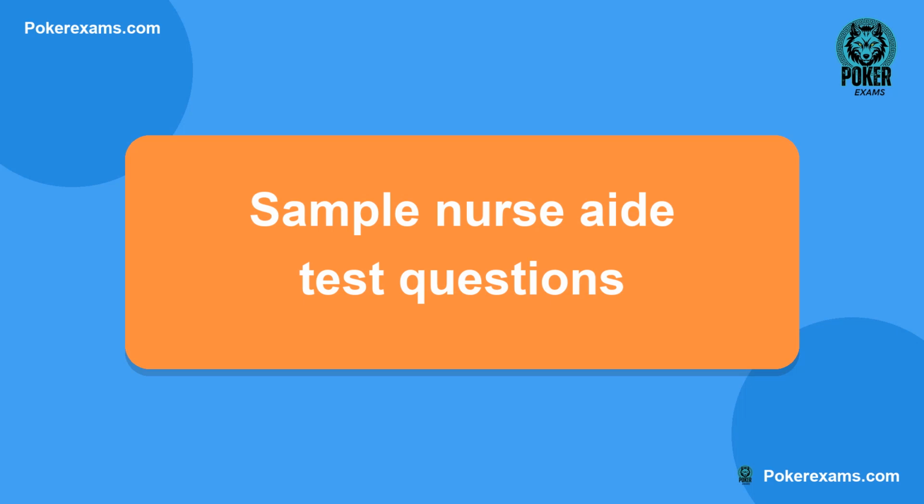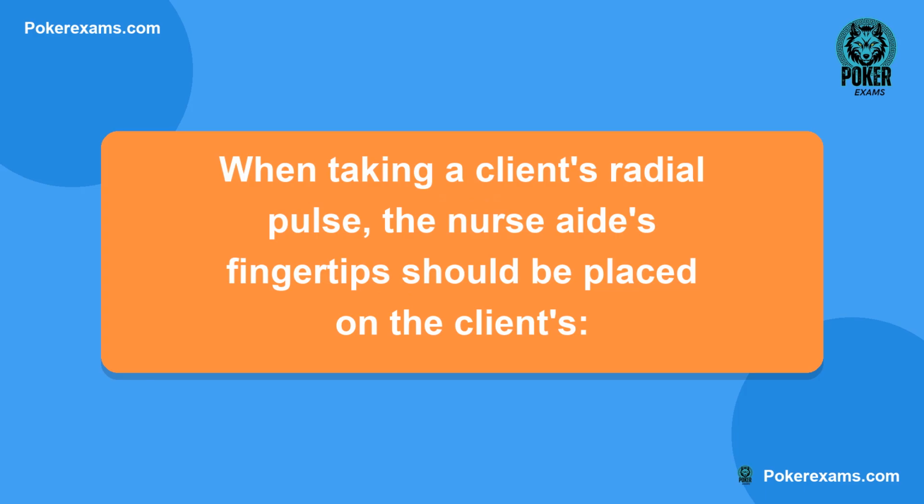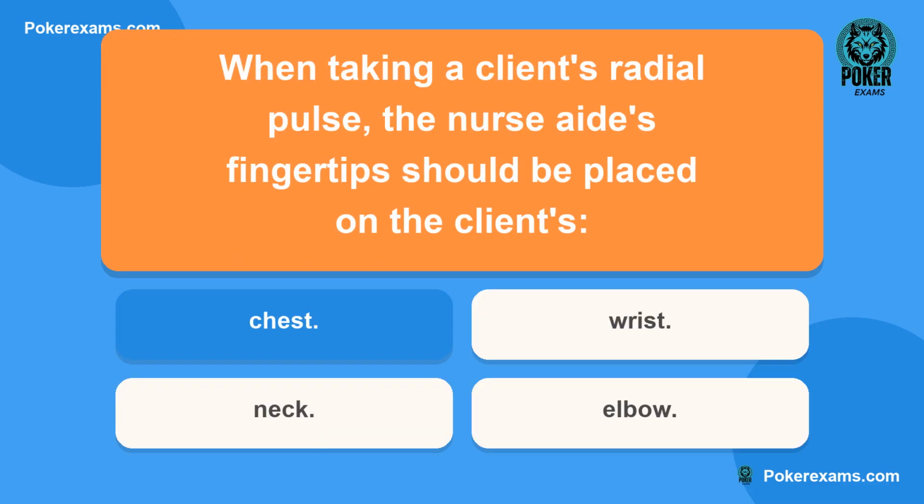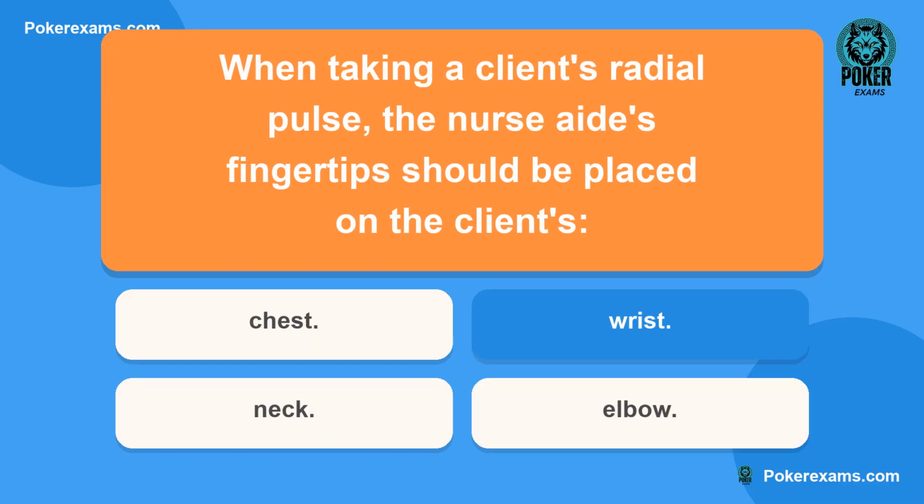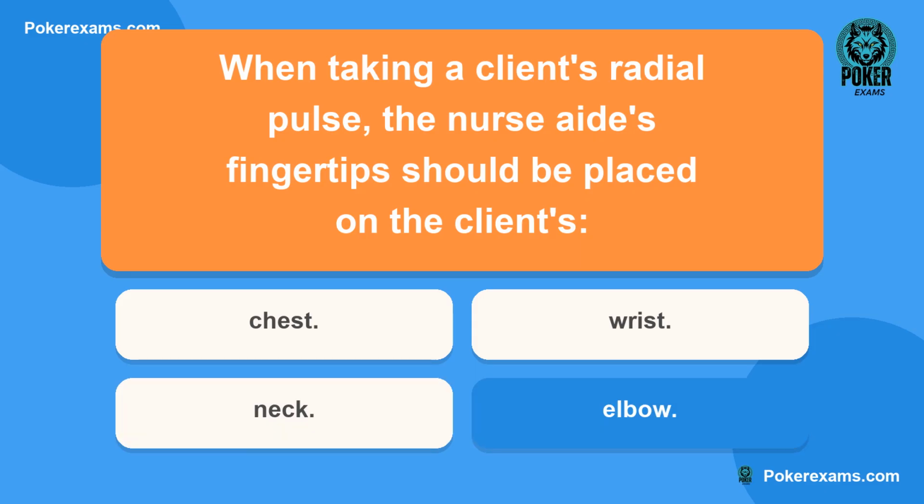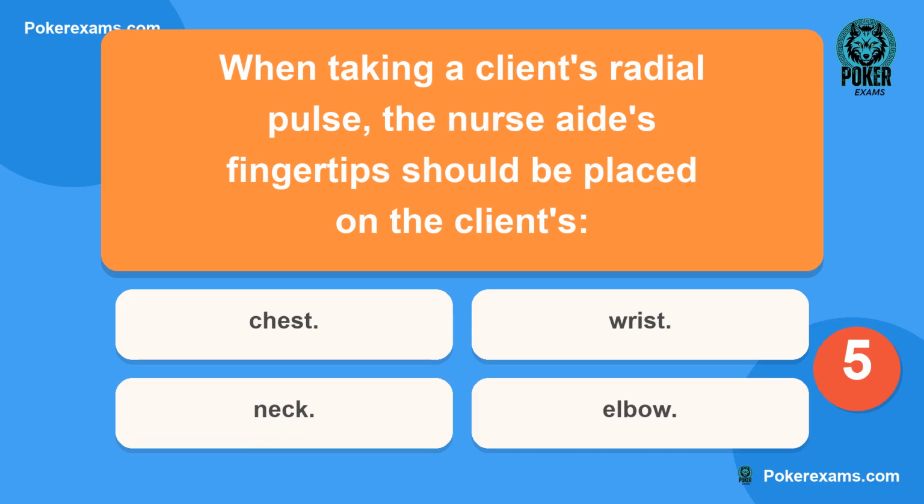Let's get started. When taking a client's radial pulse, the nurse aide's fingertips should be placed on the client's. Is it A, chest? Or B, wrist? Could it be C, neck? Or lastly, D, elbow?